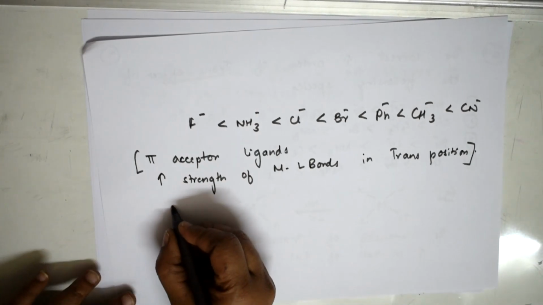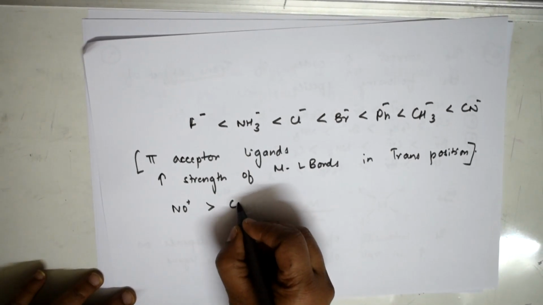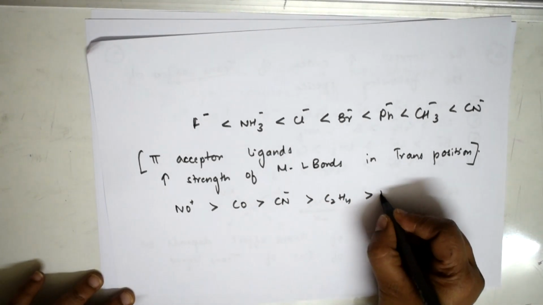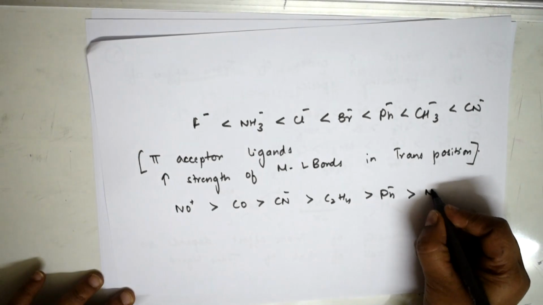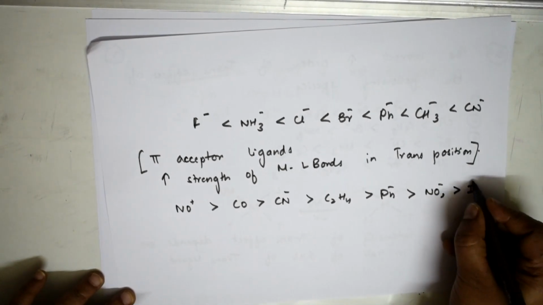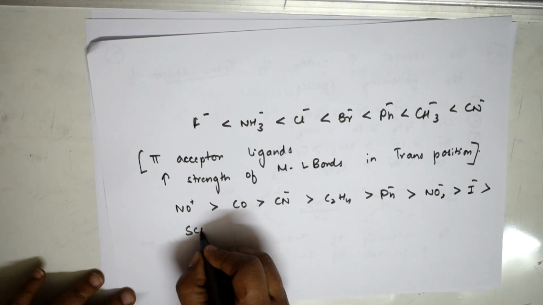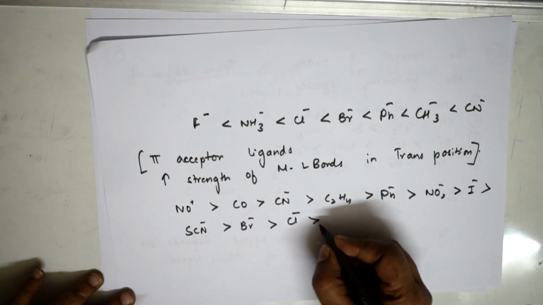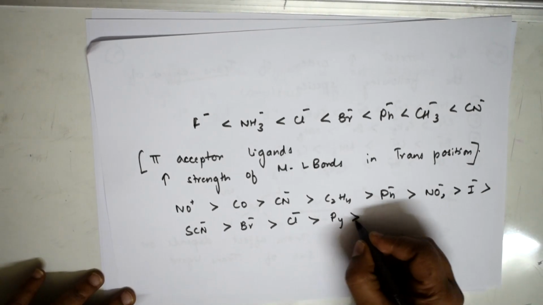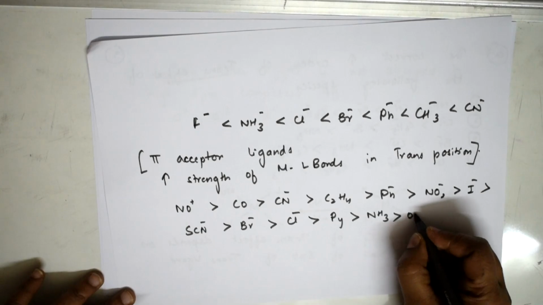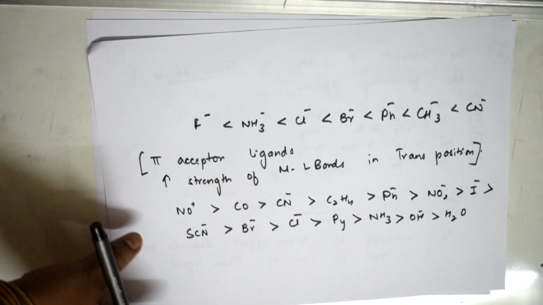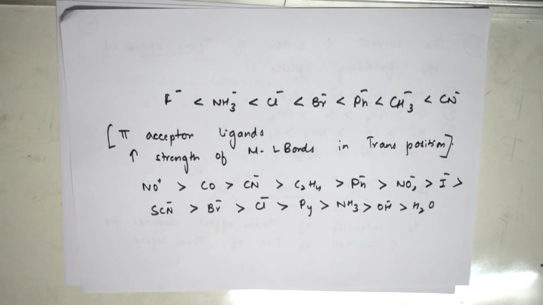The order is NO⁺ > CO > CN⁻ > C₂H₄ > PH₃ > NO₂⁻ > I⁻ > SCN⁻ > Br⁻ > Cl⁻ > Py > NH₃ > OH⁻ and water. I have given a full, complete order of the pi acceptor ligands. If you find this in the exam, you can use this data in the exam.